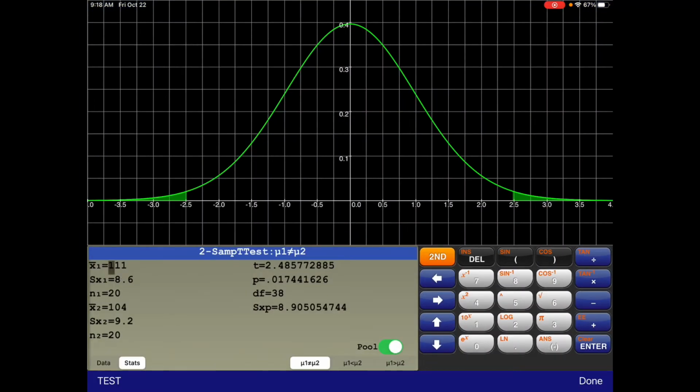And then you need to enter in for our first population, our sample size, our sample mean, and our sample standard deviation. And then also for the second population, the sample mean, the sample standard deviation, and your sample size. Double check those numbers. And then also make sure to select the correct alternative hypothesis, which is not equal to. So mu1 is not equal to mu2. When you are done, you should get a p-value, also t, which is your test statistic. The p-value, make sure to round correct to 4 decimal places.